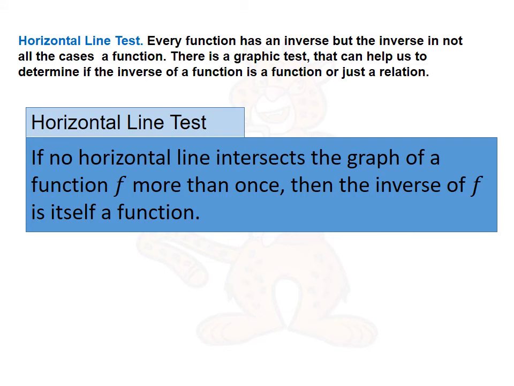And here we have a new idea that is going to be only graphical, and this is called the horizontal line test. Every function has an inverse, but the inverse in not all cases is going to be a function. There is a graphic test that can help us determine if the inverse of a function is a function or just a relation. And this is what the horizontal line test states: if no horizontal line intersects the graph of a function f more than once, then the inverse of f is itself a function.